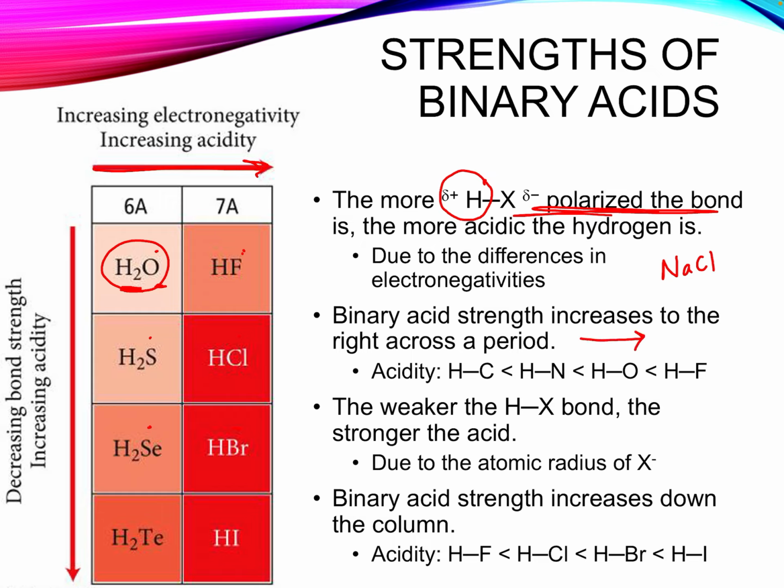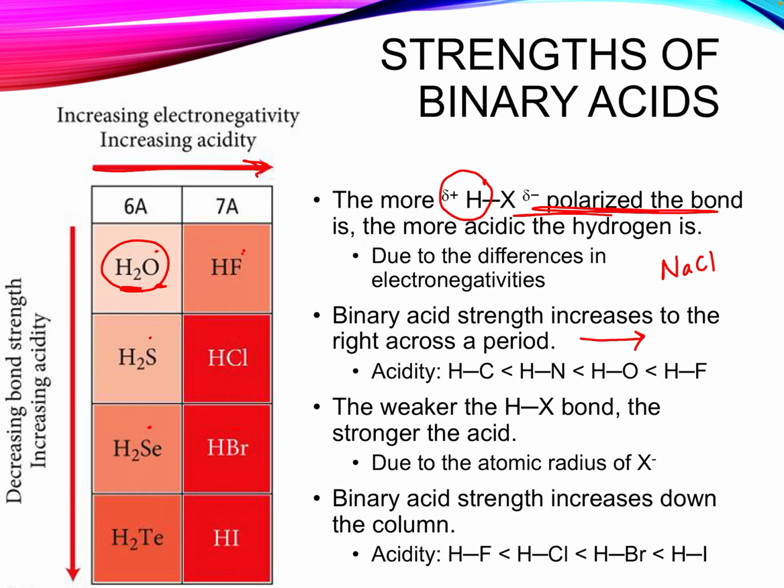So for this row, it would be carbon-hydrogen bond, which is essentially very non-polar, right? It would be not really acidic. And then the nitrogen-hydrogen bond, oxygen-hydrogen, and then hydrogen fluoride. Okay. So that would be, as we go from left to right, we are increasing the strength of the acid.